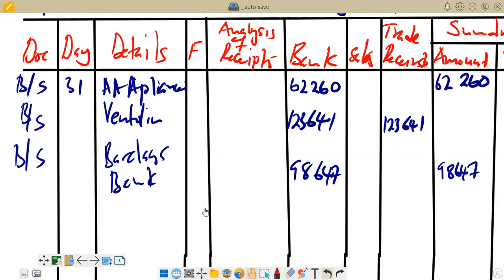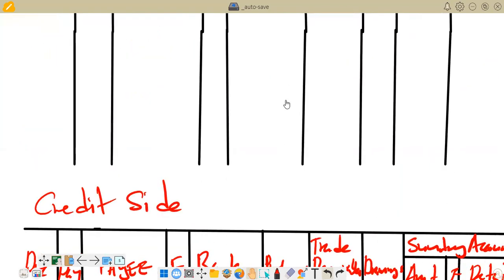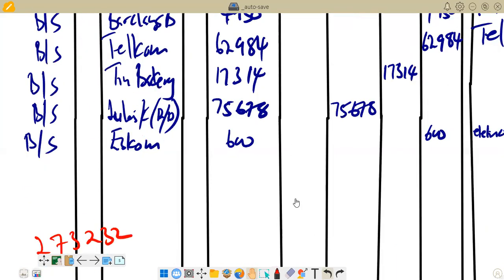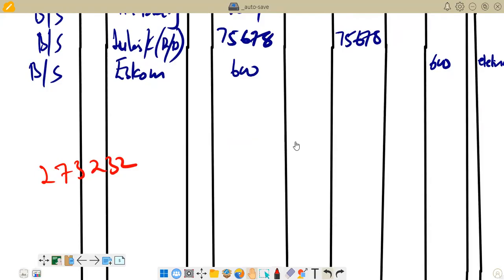You see that 284. Let's try to see what we have on the debit side. So if you add this, get the total of the debit side, you are supposed to get 284,368. Remember, this one is the credit, and the debit we are getting 284,368. So this one is the debit total.